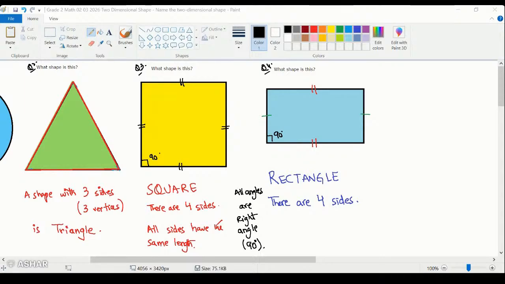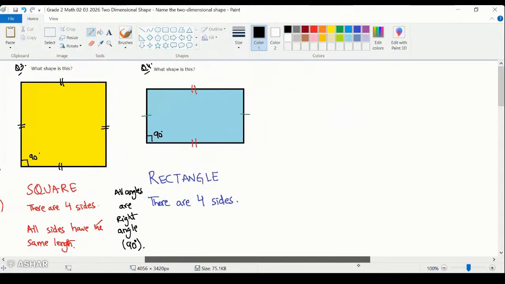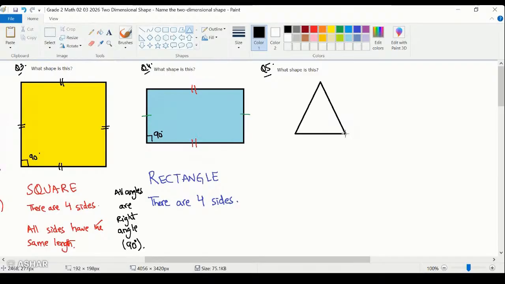Okay. A little ahead, let's see one more shape, right? Let's move ahead. Question number 5. If we have one triangle, just a moment. Let me just make the shape for you.